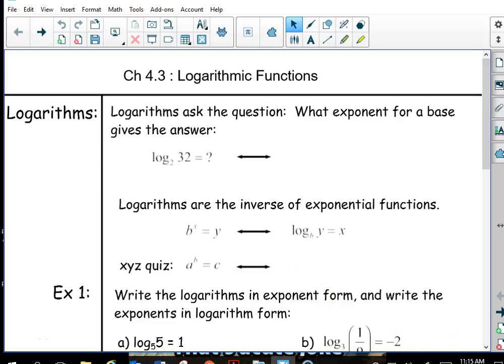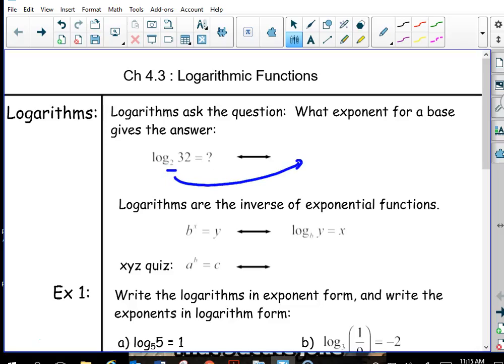We're looking at logarithmic functions. The next chapter will go into some other aspects of logarithmic functions, but we're just looking at the basic thing. A reminder: a logarithm asks a question. So this logarithm here asks the question, what power is 2 raised to get 32?